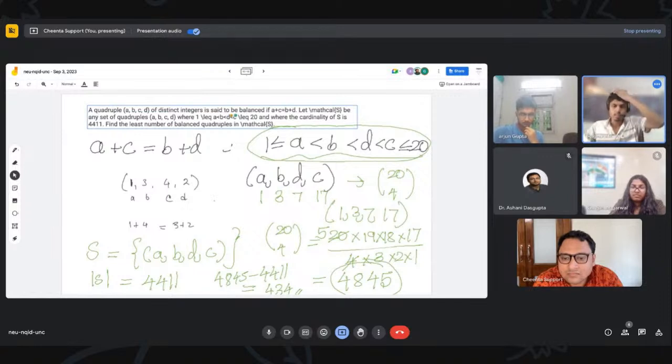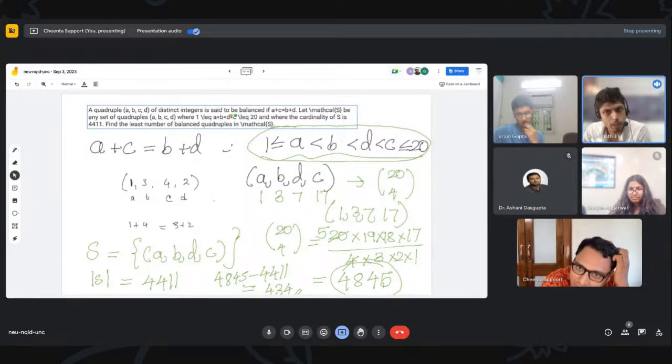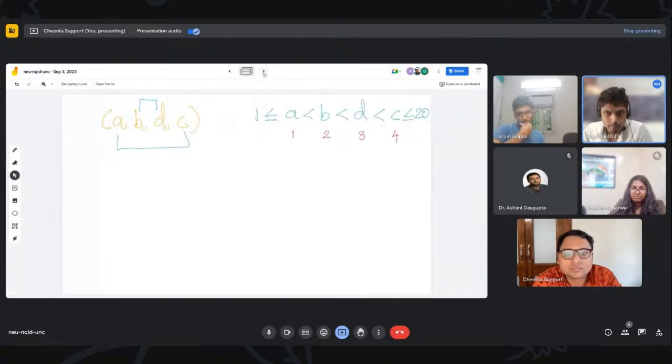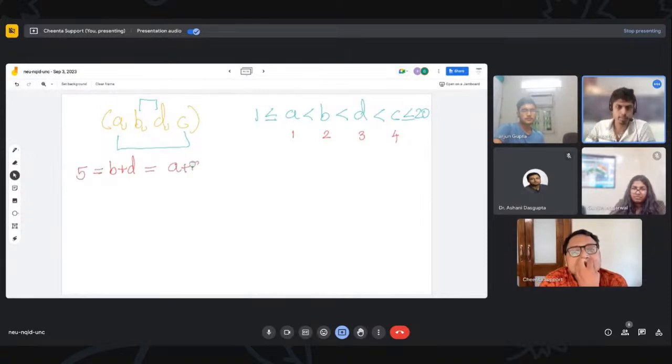Okay. So here we will do some casework. A little bit of casework and we will easily find a pattern to count. So the minimum number A will take us 1, which means the minimum number B will take us 2, and D will take us 3, and C will take us 4. So the minimum sum of B plus D would be 5. And that is also the minimum sum of A plus C, right?